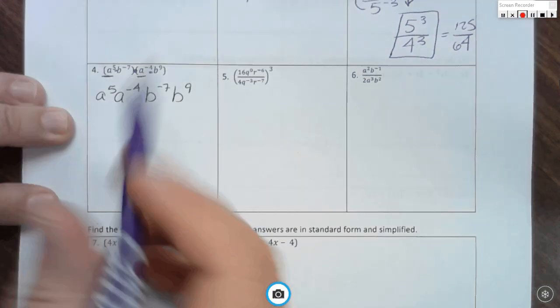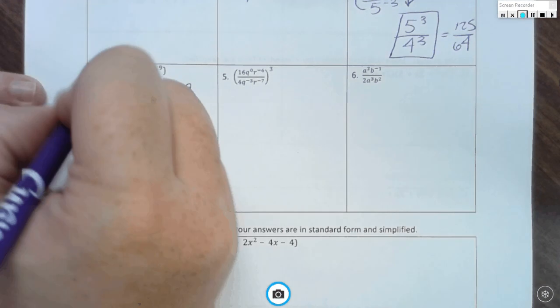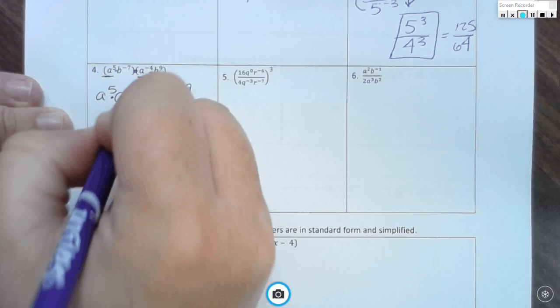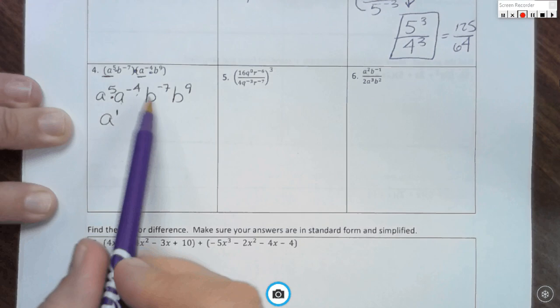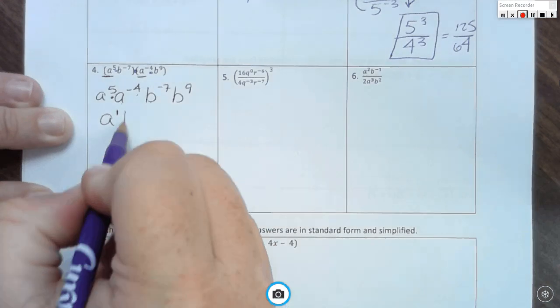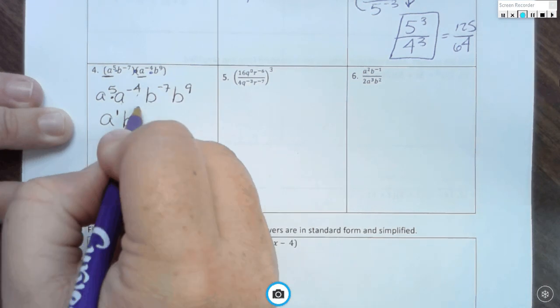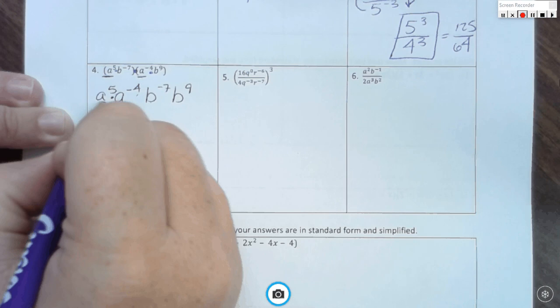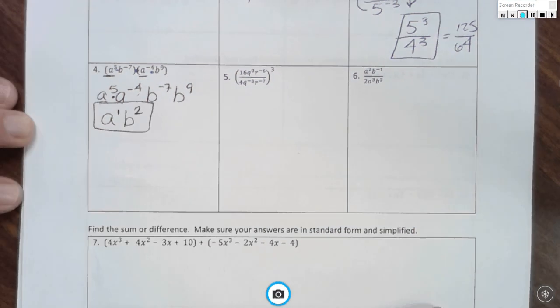So for these two, a to the 5th times a to the negative 4, again, because I'm multiplying and the bases are the same, I can add these exponents together, so I get a to the 1st power. Then for the second set, I'm multiplying, and I have b. Negative 7 plus 9 would give me 2. And there's nothing else I can do here. There are no other exponent properties that I can apply, so I just stop there.